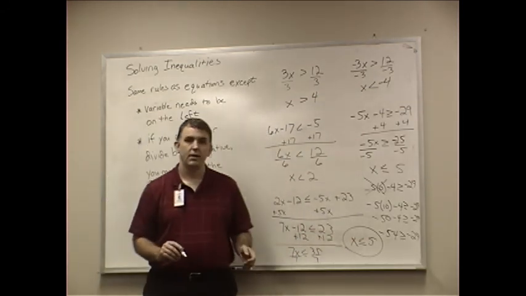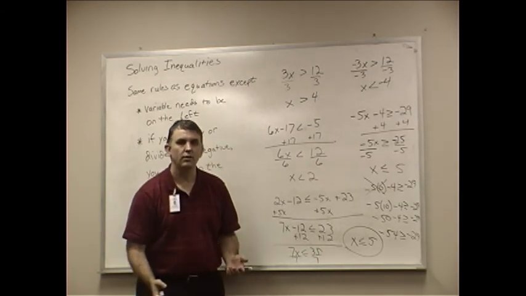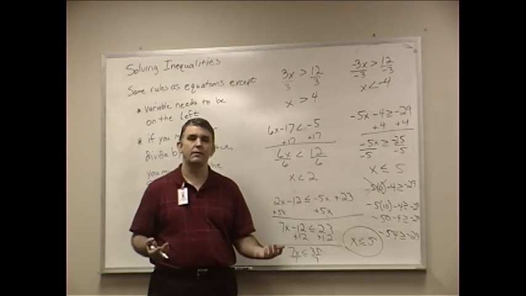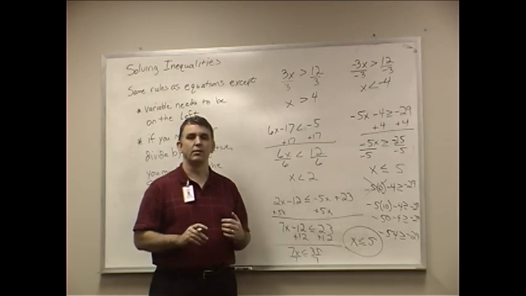So there you have it. Treat them just like equations. Get the variable on the left, and if you happen to multiply or divide by a negative, make sure you flip the symbol. Good luck.